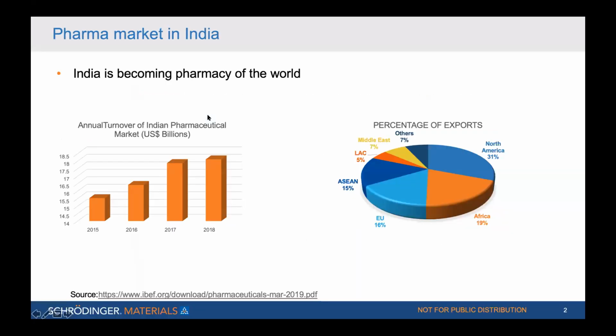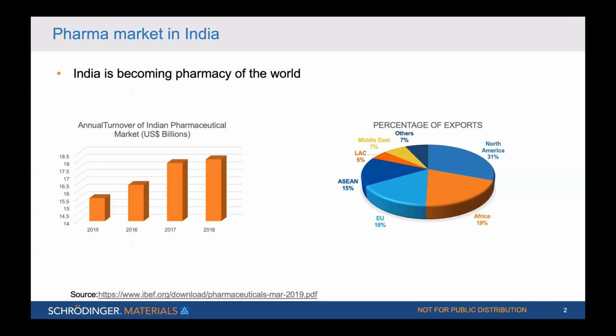Okay, so if you look at the pharma market in India, India is becoming the pharmacy of the world. That's a true statement, actually. If you look at even the corona situation, people are trying to come to India and do their synthesis or product development using Indian pharma companies. For example, Russia is trying to collaborate with Dr. Reddy's for developing their vaccine for coronavirus.